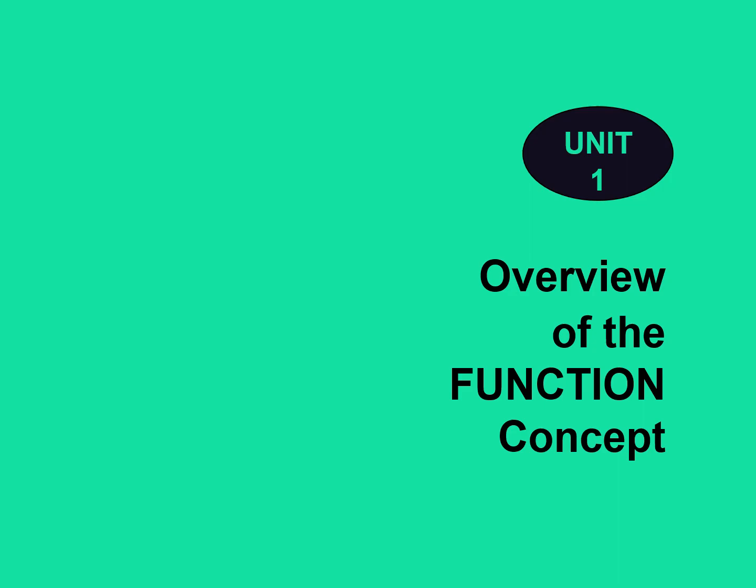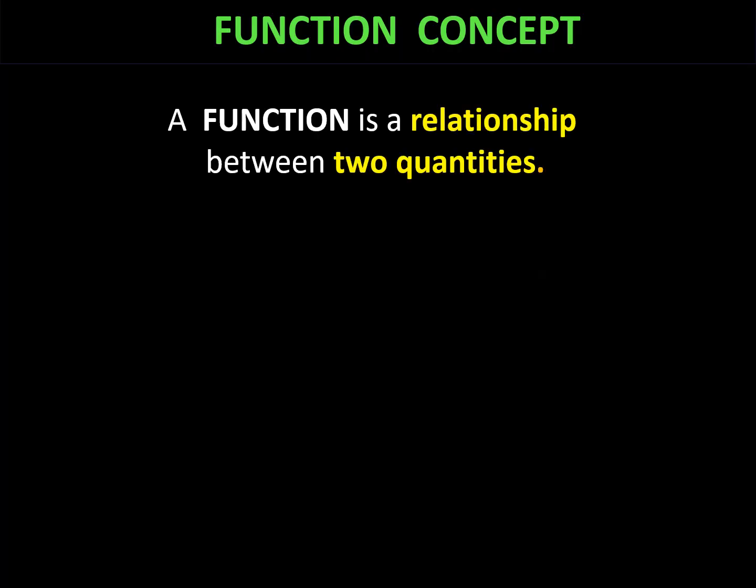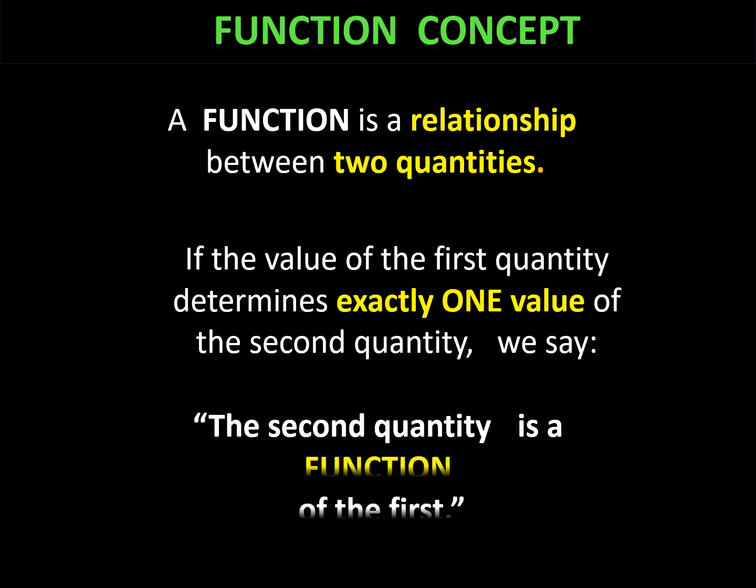Let's start with the first. A function is a relationship between two quantities. If the value of the first quantity determines exactly one value of the second quantity, we say that the second quantity is a function of the first quantity.